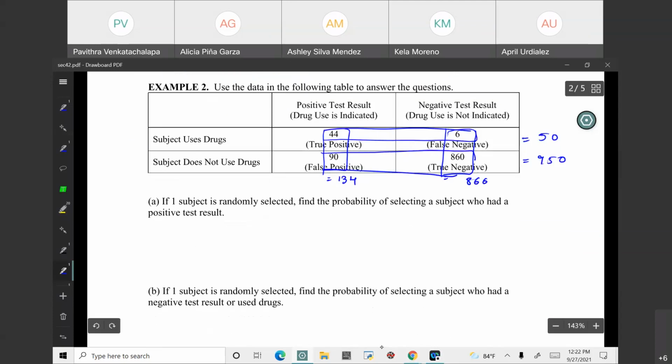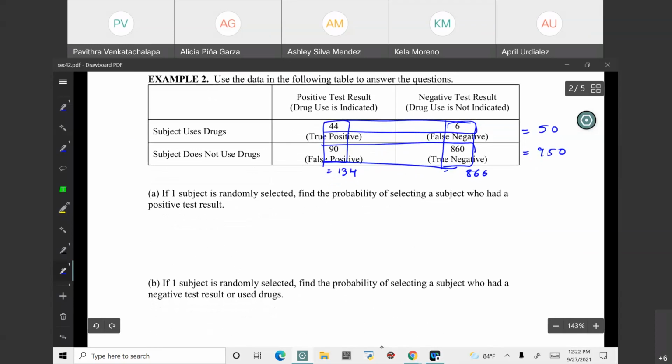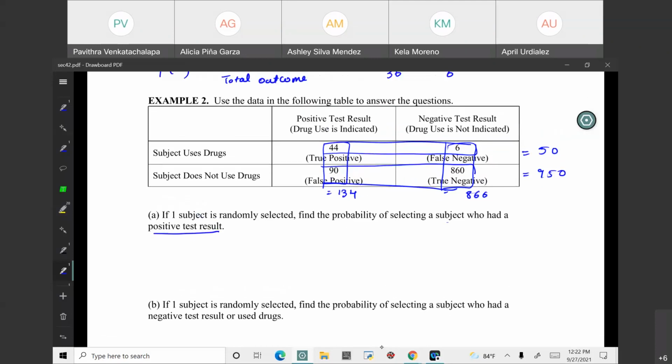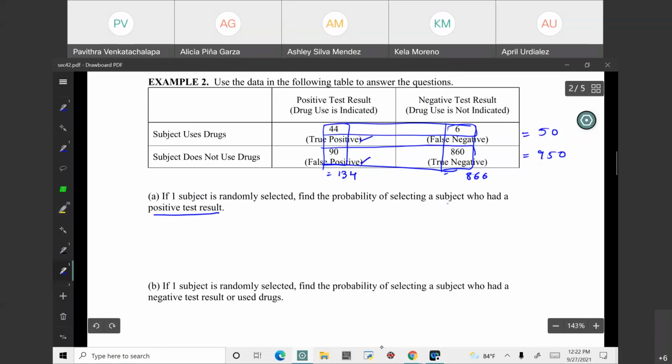Now, they are telling us to select one person who is having a positive test result. Now we know that the people who tested positive, no matter whether it is true or false, the total number of people who tested positive is 134, right? Now we are supposed to select one person from that group.